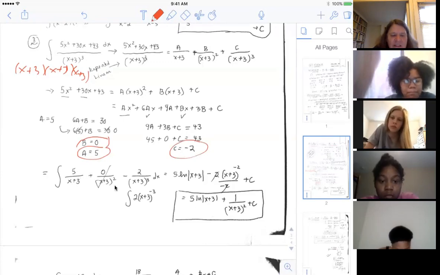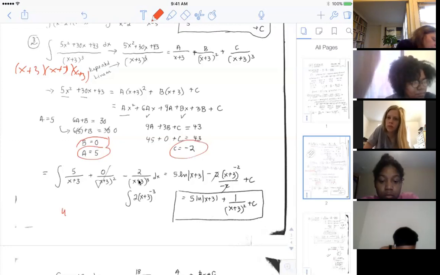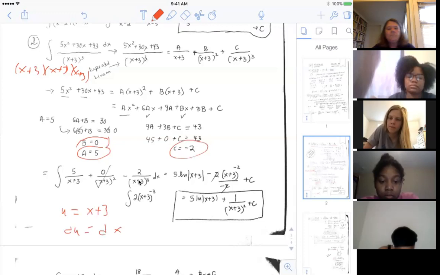It's 5 over this minus 2 over that. That first one's a natural log. This is just a power rule problem where I let U be x plus 3. So there, U would be x plus 3, du would be dx, and it turns out to be just an easy power rule problem.